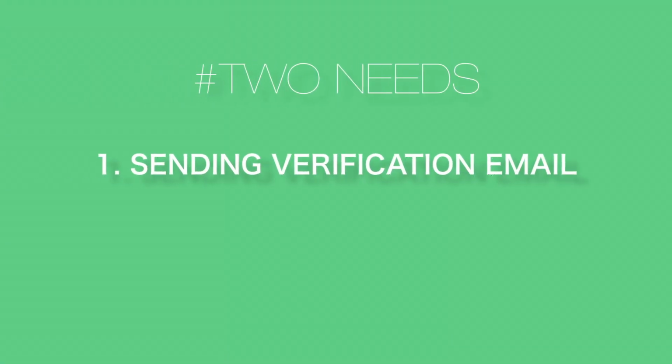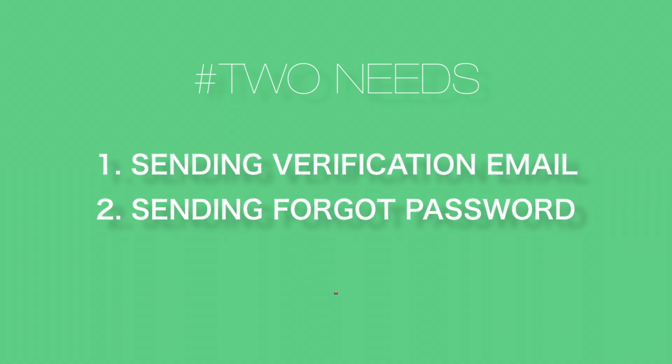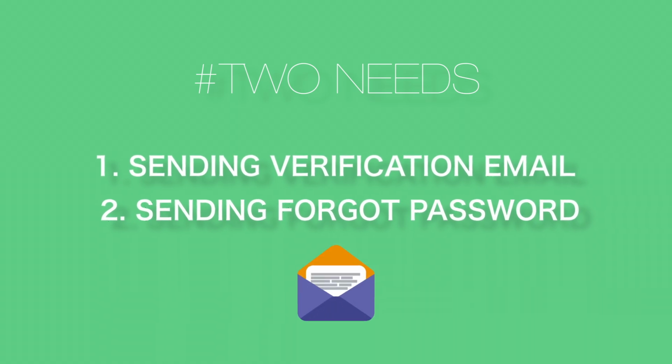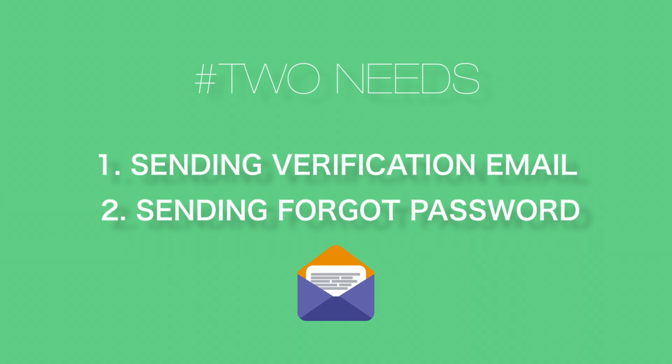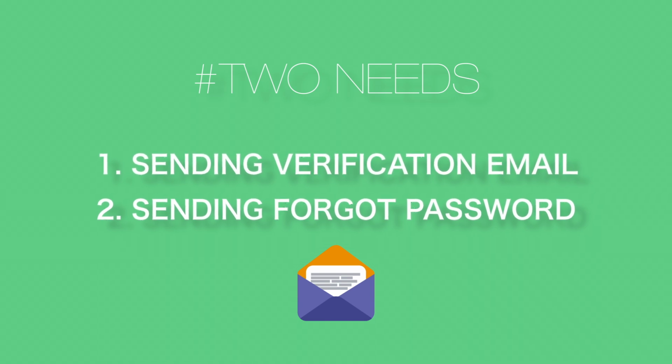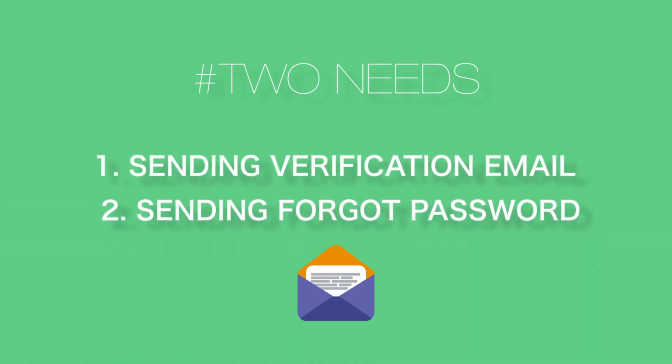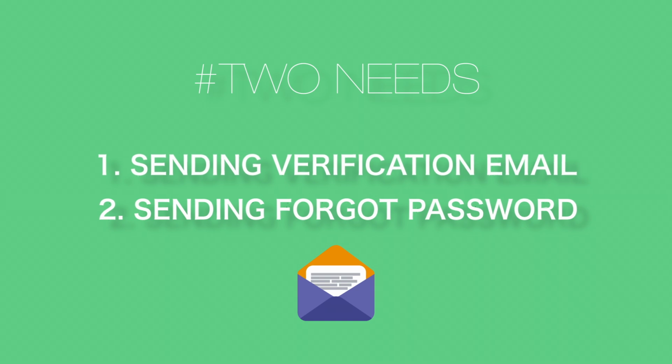Now, we've got two needs here. One for sending verification emails, and another for forgot password emails. But instead of writing two separate email sending implementations, we keep things clean and use a single method called sendEmail that takes in different parameters depending on the type of email we're sending. So let's break this down.